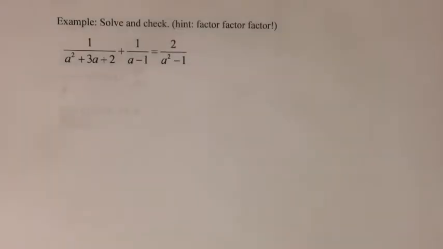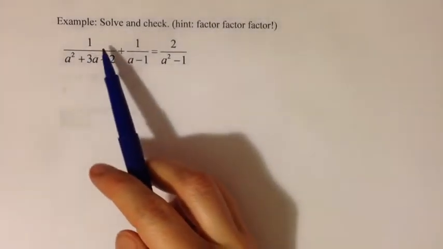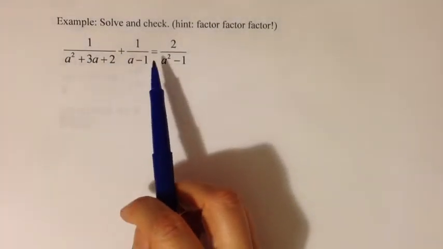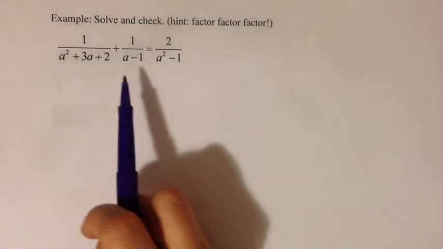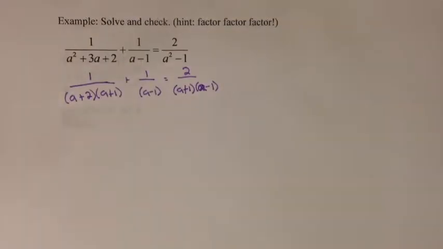Let's do another example. Here I have a nice complicated looking equation. I've got a rational expression plus another rational expression equals something. My first step is to find the least common denominator, which means that I'm going to need to factor. I'm going to fast forward through the factoring process and show you what this looks like with all the denominators factored.